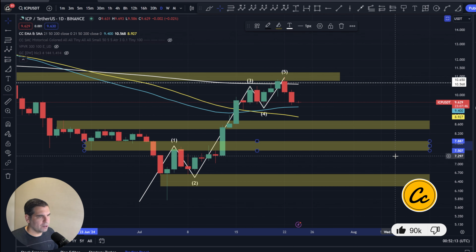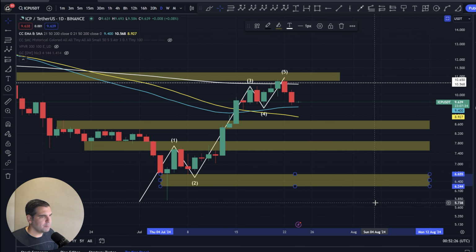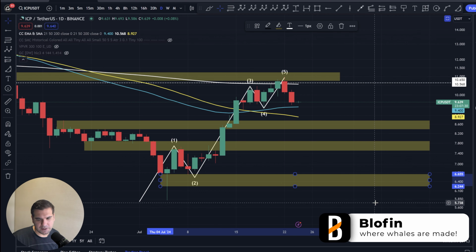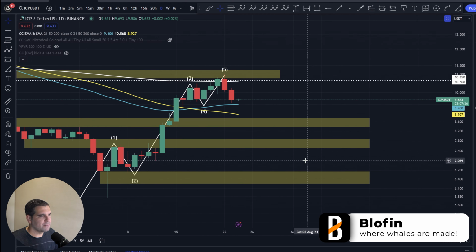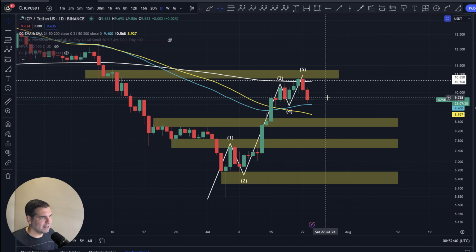Going down lower would break that cup and handle structure, which would be $7.50 to $7.88, and this is a previous area of support that we broke, turned into resistance, and could come back down to and turn into a support level. And then we have those deeper retracements, $6.24.4 to $6.65.5. These would be more of a wave 2 retracement, a very, very deep retracement on the 5-wave pattern, but would set us up for a much more explosive move to the upside at a later date.